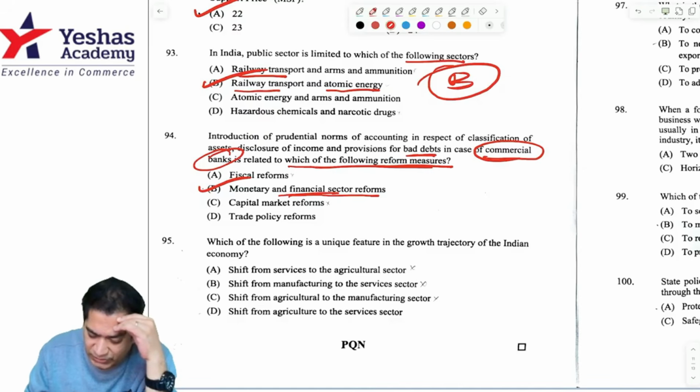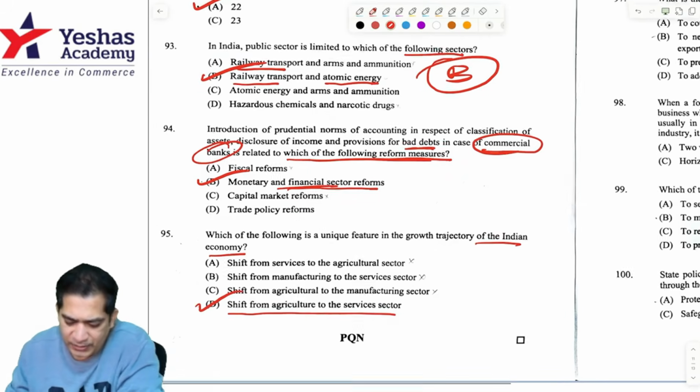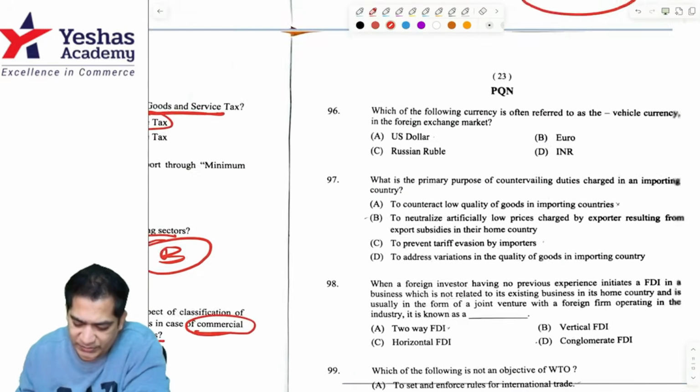Which of the following is a unique feature in the growth trajectory of the Indian economy? Again, a general awareness question, not current affairs. I've told you that a structural shift has happened in India, wherein agriculture used to contribute a significant proportion to the GDP of our country, but now it has changed to the service sector. So shift from agriculture to manufacturing, no, this is not the answer. Shift from agriculture to service sector, yes. Approximately 60% of GDP is contributed by the service sector.